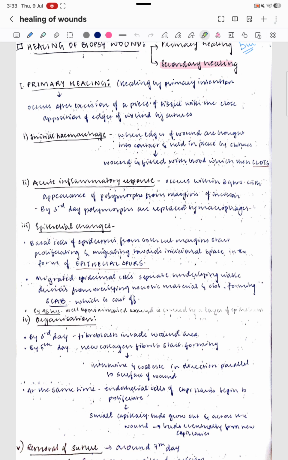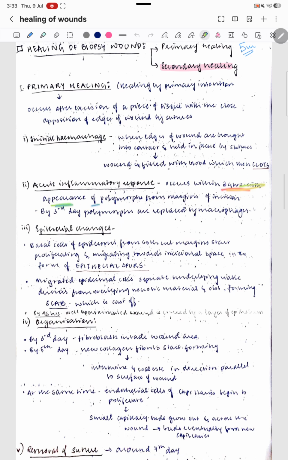Then after that there is an acute inflammatory response that occurs within 24 hours, with the appearance of polymorphs from the margin of the incision. So once there is the formation of clot, you have your PMNs, your polymorphs. Then by the third day, the polymorphs are replaced by macrophages.